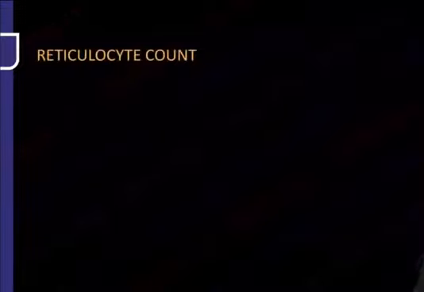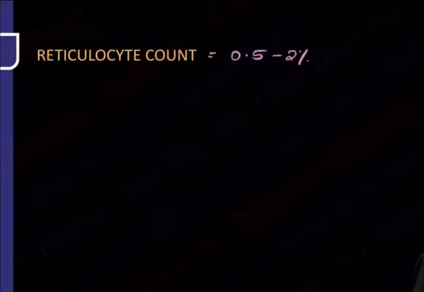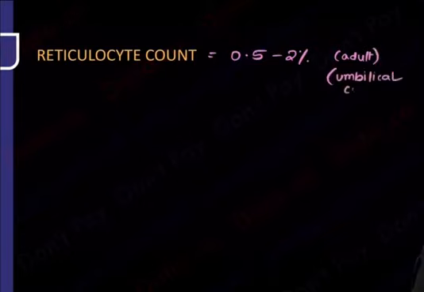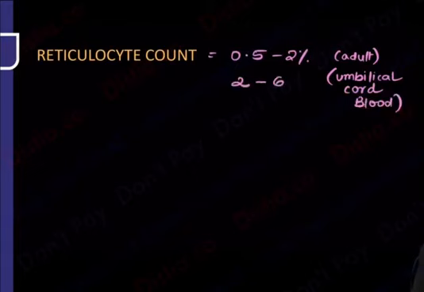Reticulocyte count in the body. So remember, reticulocyte count is 0.5 to 2% if you're dealing with an adult. But if you're dealing with a newborn child and you have an umbilical cord blood sample in front of you, then children have more cells, of course. It is 2 to 6%, which is the normal value. Repeating, 0.5 to 2 in an adult and 2 to 6% in a child. That is the reticulocyte count.